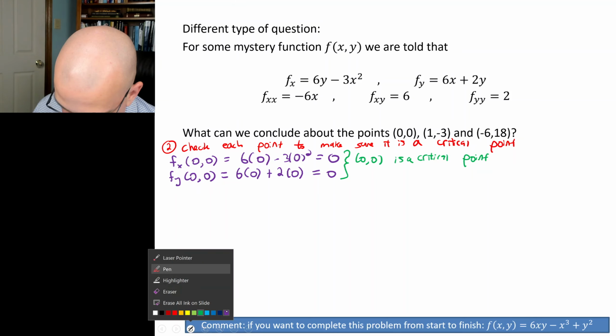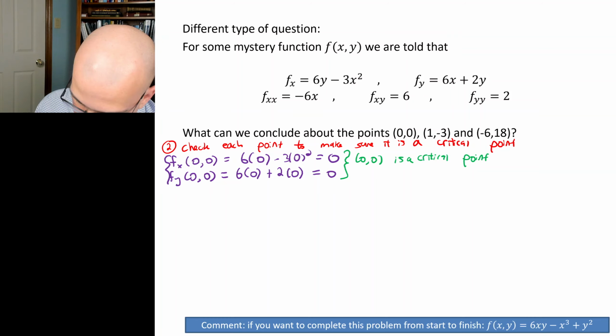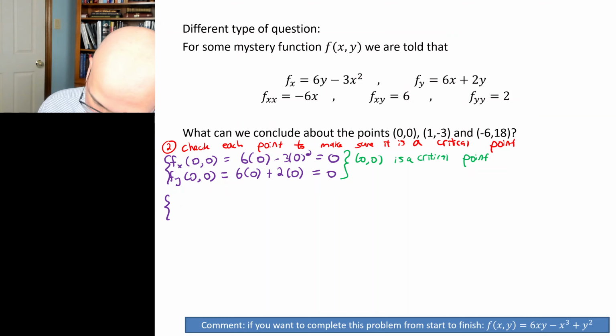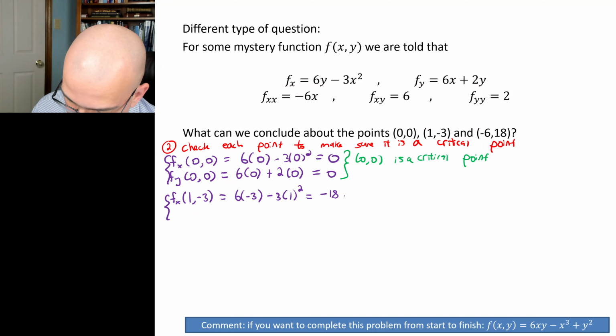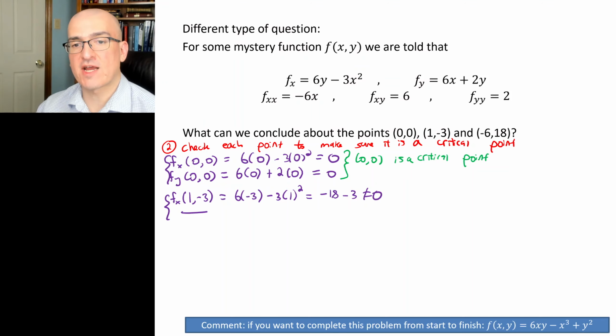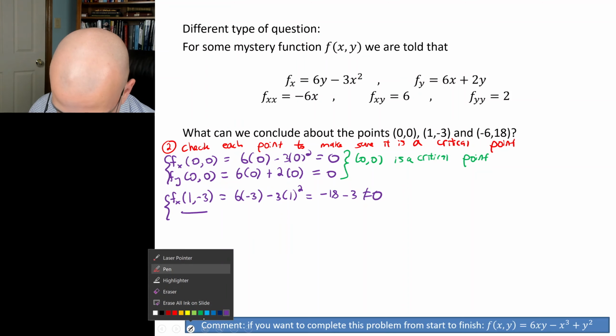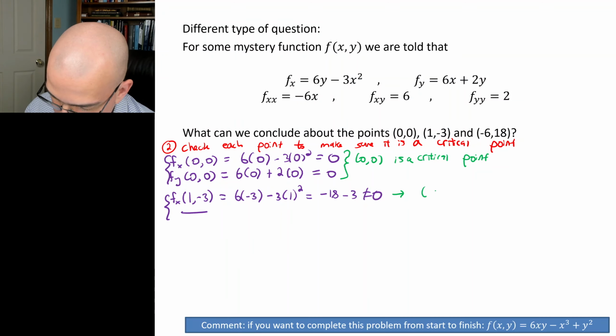Okay, now we're going to check the next pair. F sub x at 1, negative 3 is equal to 6 times negative 3 minus 3 times 1 squared, which is negative 18 minus 3, which is not 0. So not a critical point. We don't even have to check f sub y. As soon as one of them fails, it doesn't matter. So 1, negative 3 is not a critical point.